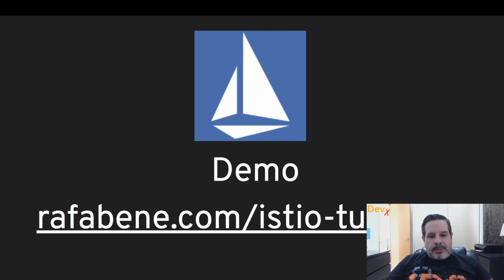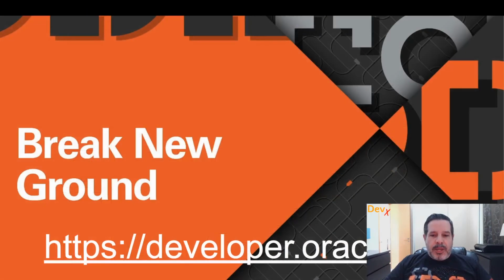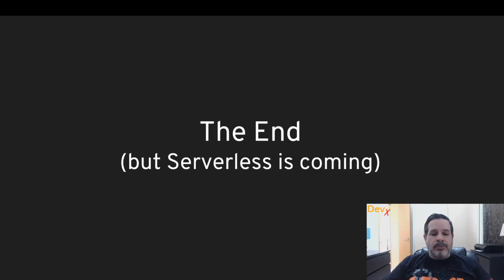Okay, Istio is really nice, but we have just 45 minutes to explain all the features of Istio, so I suggest you to go to this URL where you will see a tutorial covering most of Istio features. And of course, I can run this Kubernetes cluster on top of Oracle Linux, which allows us to have a Kubernetes cluster. More information about that you can find in these URLs, developer.oracle.com or cloudnative.oracle.com.